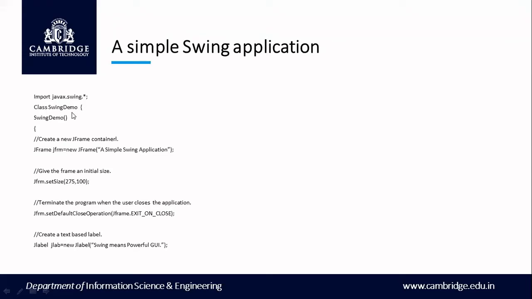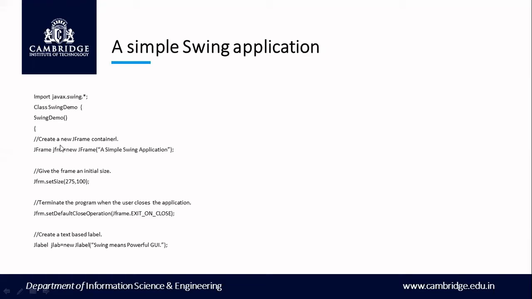Class SwingDemo. We are writing a class inside which, what is this? I hope you are able to identify that it is a constructor. So inside this class, you are having a constructor. Whenever you're creating an object for this class, automatically this constructor will be called. Inside this constructor, whatever will be there will be automatically executed. So what is the first step in a Swing application?